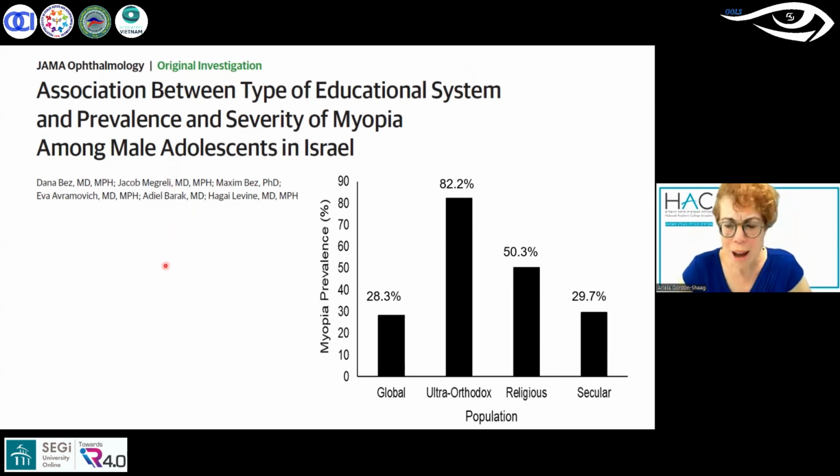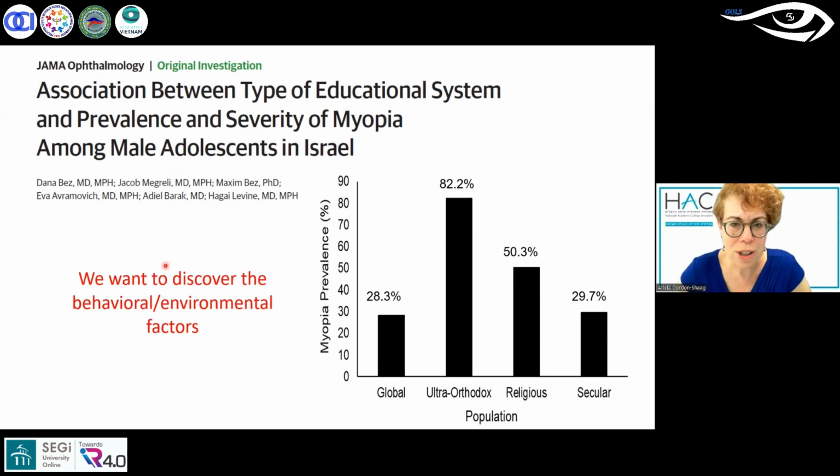And we said, wow, this is a really great natural experiment to discover the behavioral and environmental factors that influence myopia. Because you can't a priori do that experiment of taking kids and randomly assigning them to different school systems, but we have kids whose parents are randomly assigning them to different school systems. And we want to study myopia in this unique population.